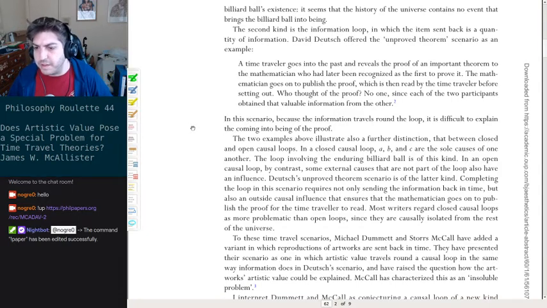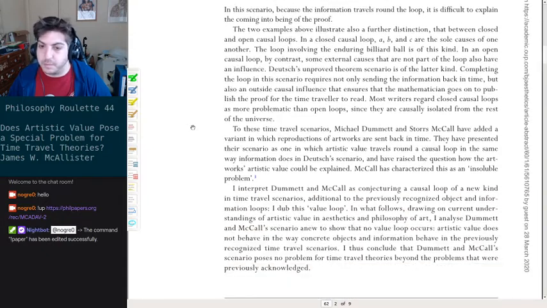Deutsch's Unproven Theorem scenario is of the latter kind. Completing the loop in this scenario requires not only sending the information back in time, but also an outside causal influence that ensures that the mathematician goes on to publish the proof for the time traveler to read. Most writers regard closed causal loops as more problematic than open loops, since they are causally isolated from the rest of the universe.